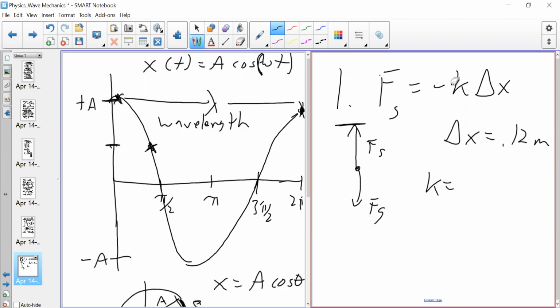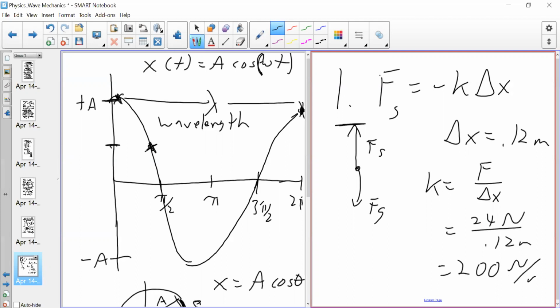And solve for the spring constant, just divide force over displacement. And the force is 24 newtons over 0.12 meters, which gives 200 newtons per meter. Okay, questions on that? Remember, this is a vector. That's a vector.